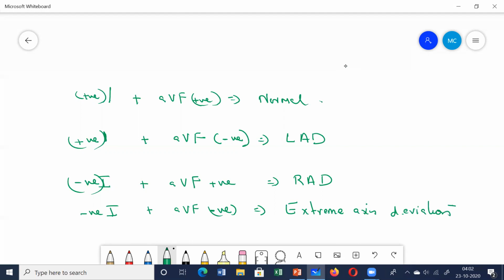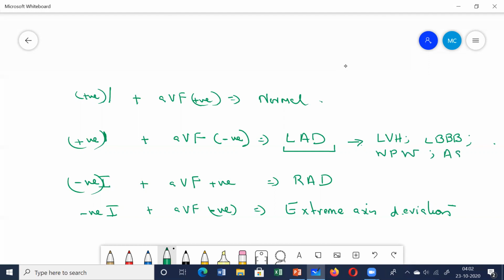Let us just look at some of the abnormalities. When will you find a situation of left axis deviation and right axis deviation? Remember the left axis deviation. You can mainly find it in cases of left bundle branch block or left anterior hemiblock. Or also in cases of Wolff-Parkinson-White syndrome. I'm just talking about the main ones.